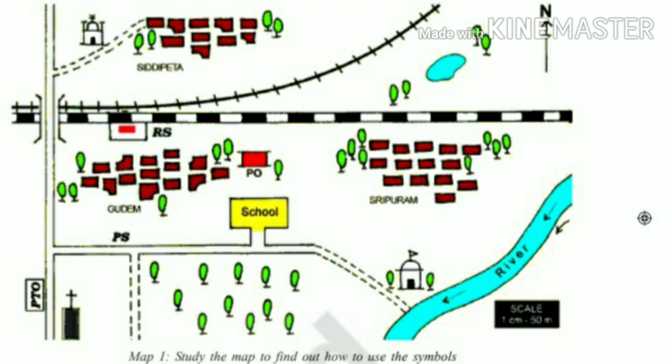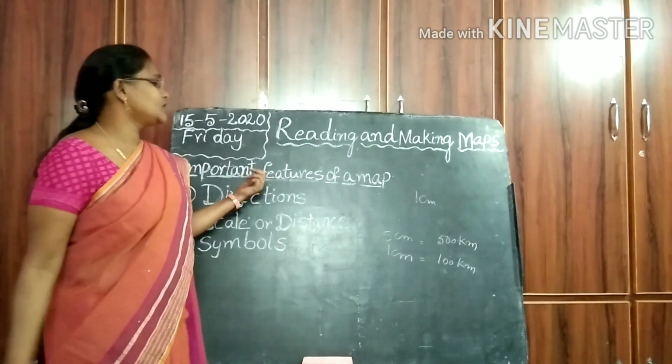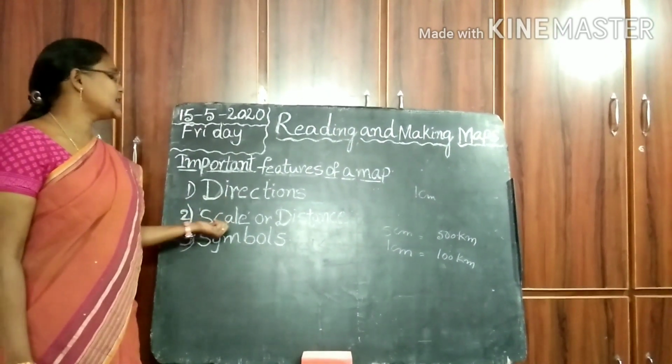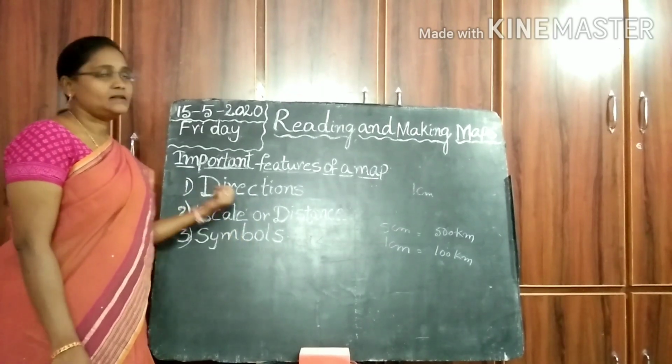Siddipeta. Okay. So first you imagine you are in the school shown on the map. Which direction will you face if you are coming out of your school? South. Okay. Understand children? Did you understand? What are symbols? Symbols are showing things on a map. So the map makers prepare symbols appropriate to their needs. But some common symbols are called conventional symbols. Okay children, these are the important features of a map: direction, scale or distance on the map, and symbols.